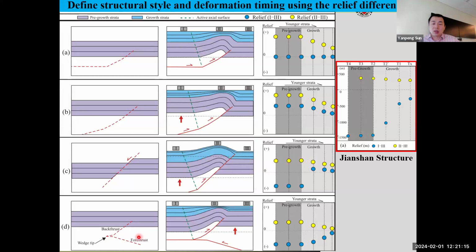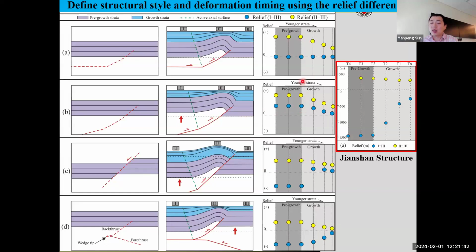And finally, this is the model for a wedge system, a basement-involved wedge system, where you can still generate the shallow geometry. It's really these different end member models. It's the deeper part that is different across each other, and correspondingly, we plot the same relief difference plot, starting from the deeper layer into the shallow layer.